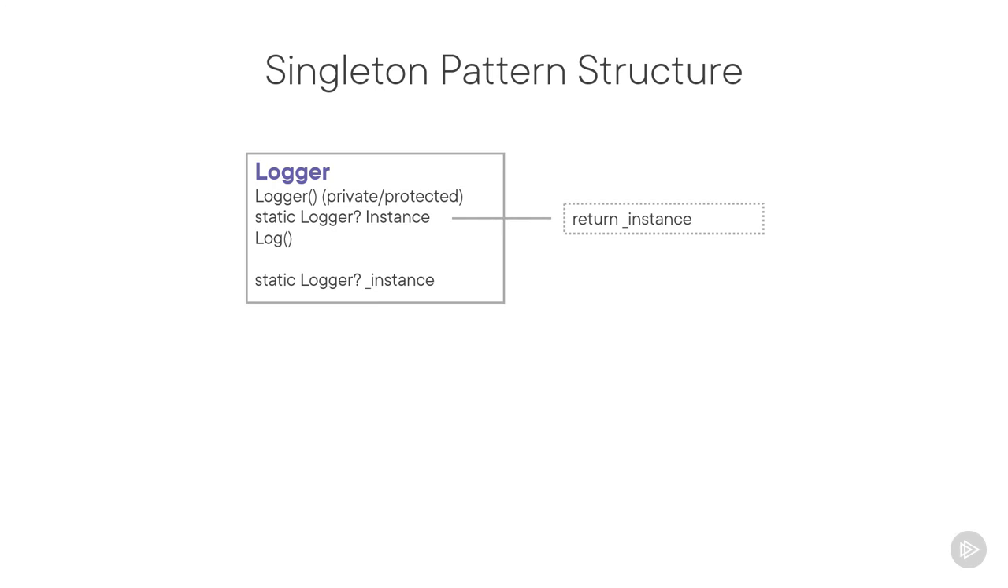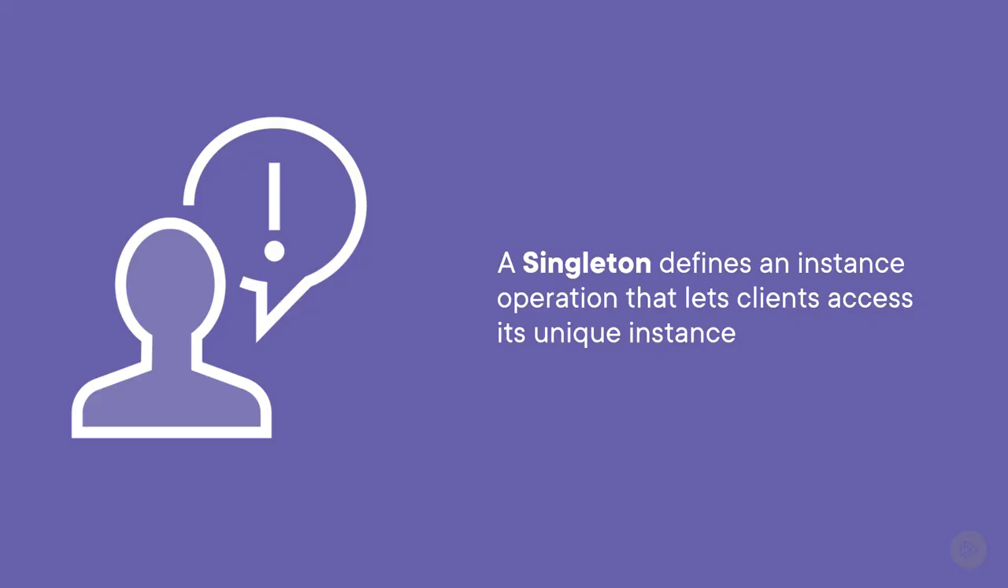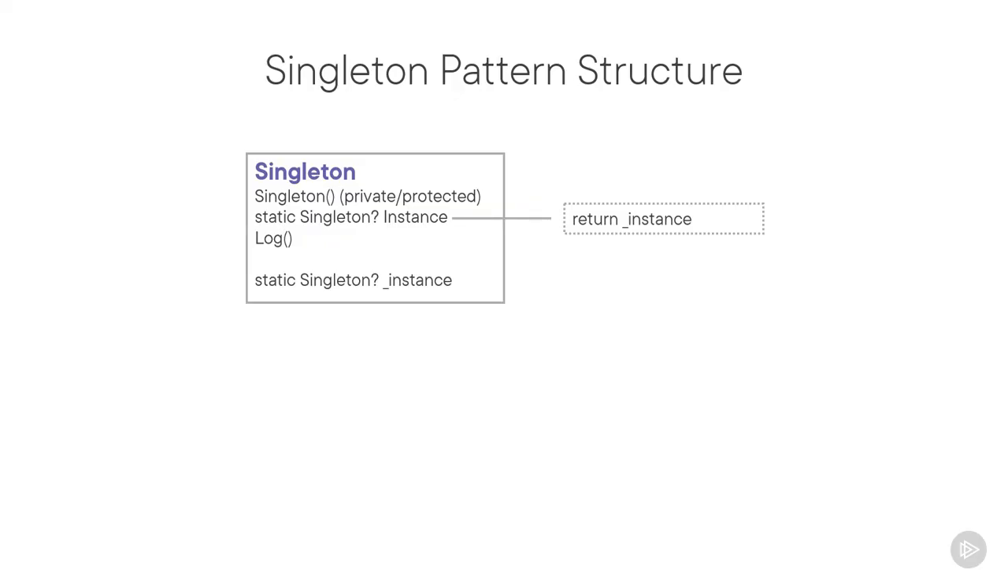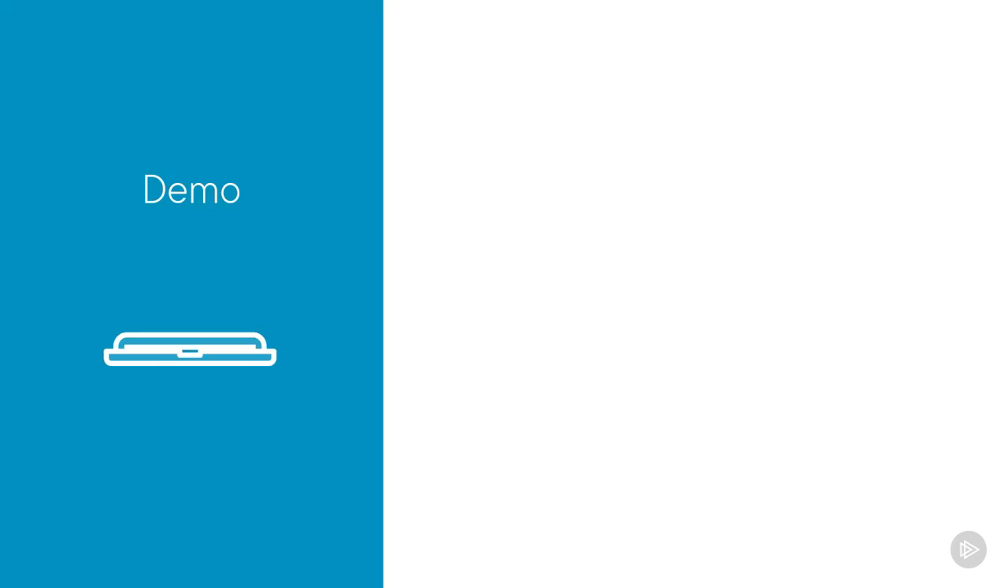You're looking at the diagram we ended up with. The logger class itself is called the singleton. A singleton defines an instance operation that lets clients access its unique instance. On it, a public static property, instance, exists. A private backing field contains the stored instance value. The log method maps to what is called a singleton operation in the pattern structure. These are operations on the singleton instance. And that's it for the structure already. Let's implement this in a demo.